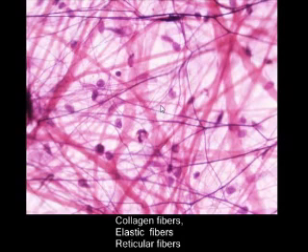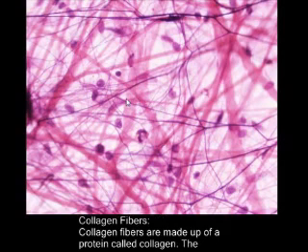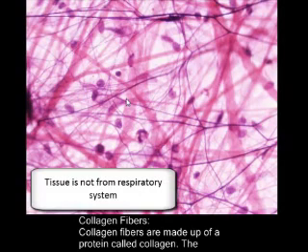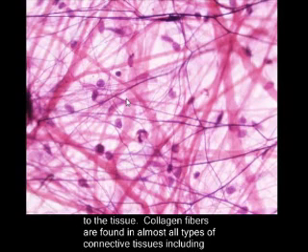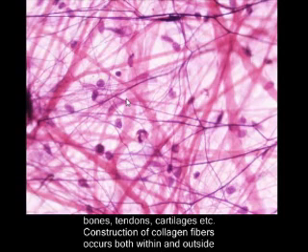Reticular fibers are not visible in this slide. Collagen fibers are made up of a protein called collagen, the most abundant protein in the body. These are quite strong and provide firmness and structure to the tissue. Collagen fibers are found in almost all types of connective tissues, including bones, tendons, and cartilages.